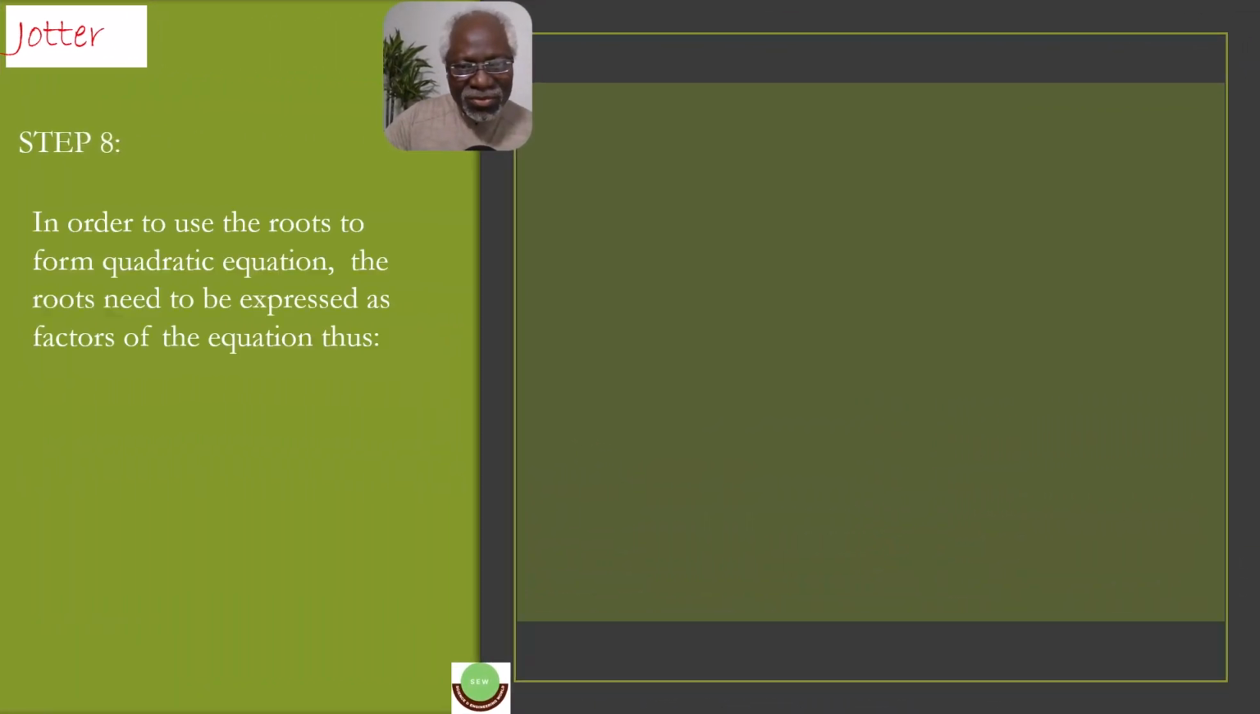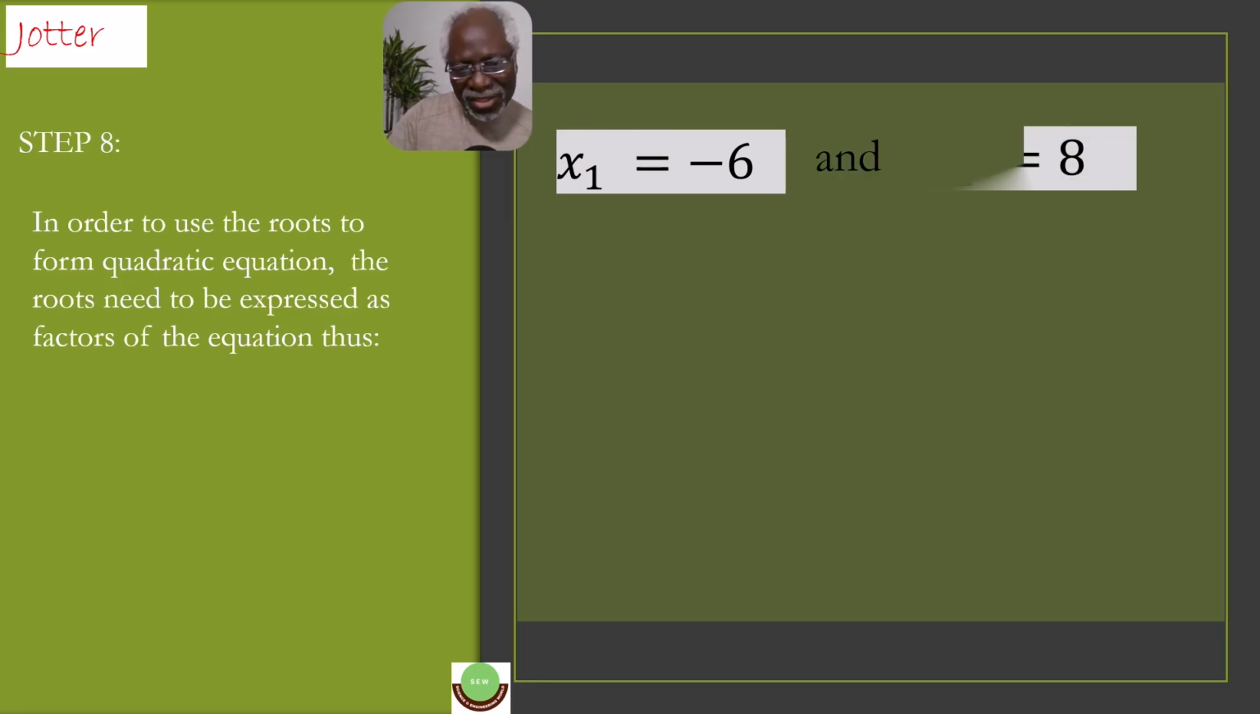So in order to use the roots to form the equation, we need to express these roots in the form of factors of the equation itself. Remember, we are given a root to be minus 6 and the other root to be 8. So in this case, we want to express these two roots in the form of its factors. So we have here x equals minus 6 and x equals 8.